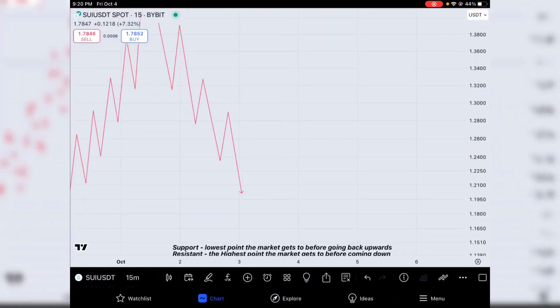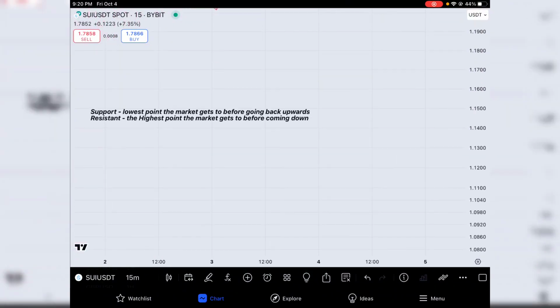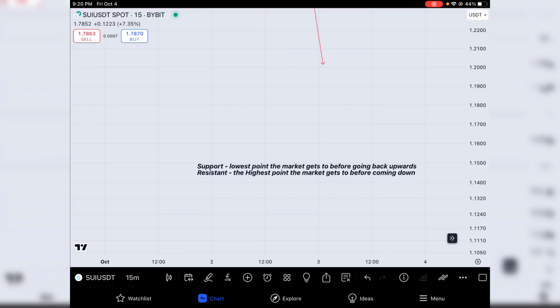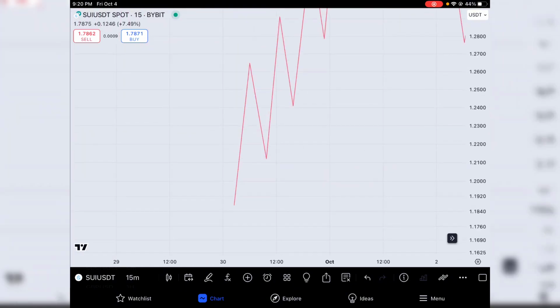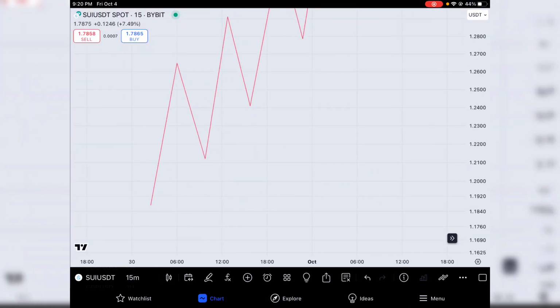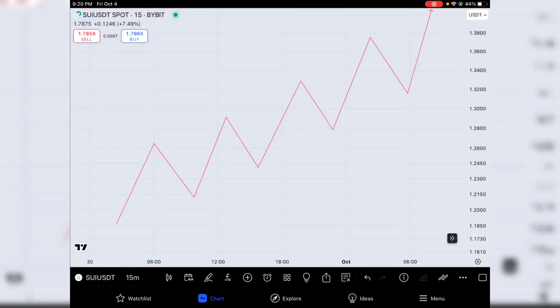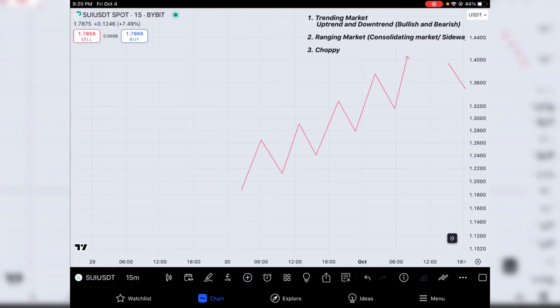So what is support? Support is the lowest point the market gets to before going back upwards. What do I mean by that? Meaning that in a market like this, you can see support in a trending market or in a ranging market. You always find them. Support is like a floor.